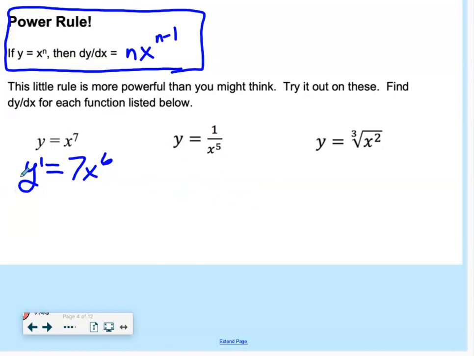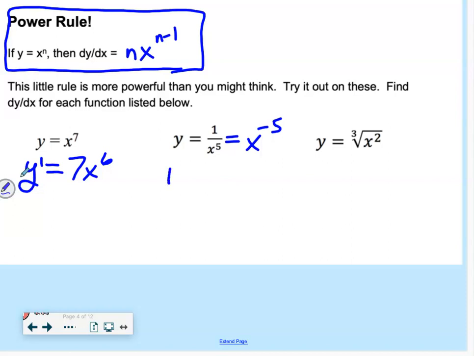So this is the same thing as what? y is equal to x to the negative 5th. Do you all know 1 over x to the 5th is the same as x to the negative 5th? So you've got to have your function written as x to a power, right? Not 1 over x to a power, x to a power.